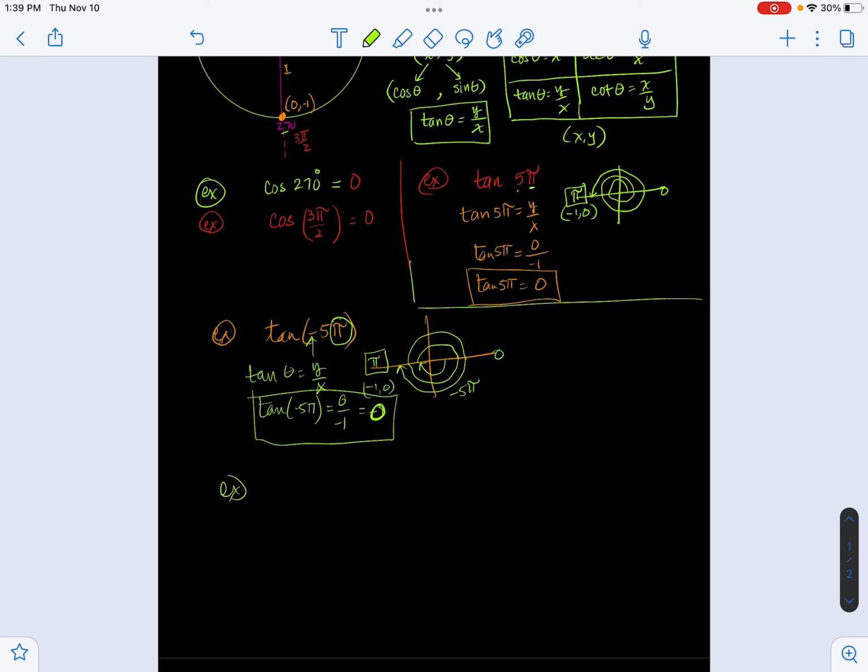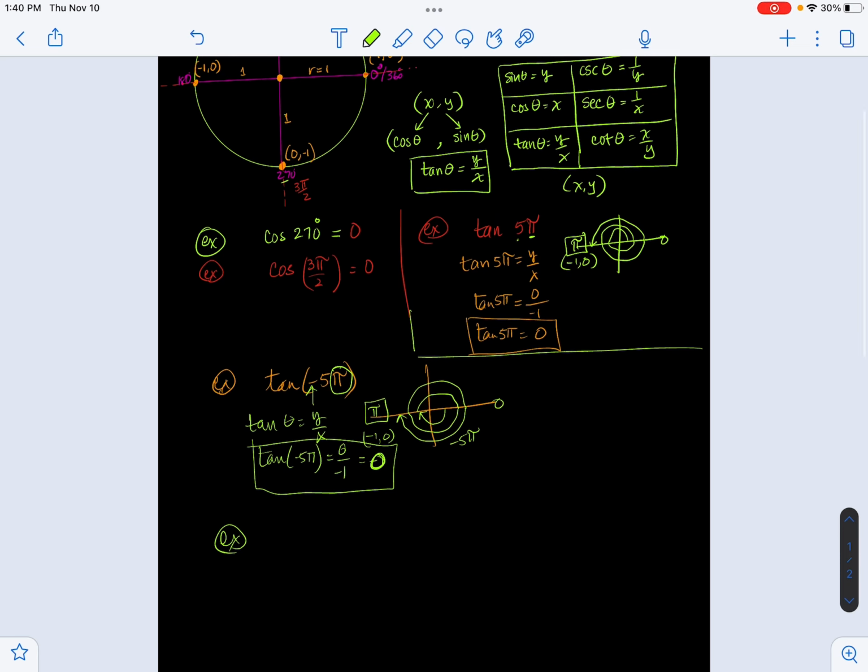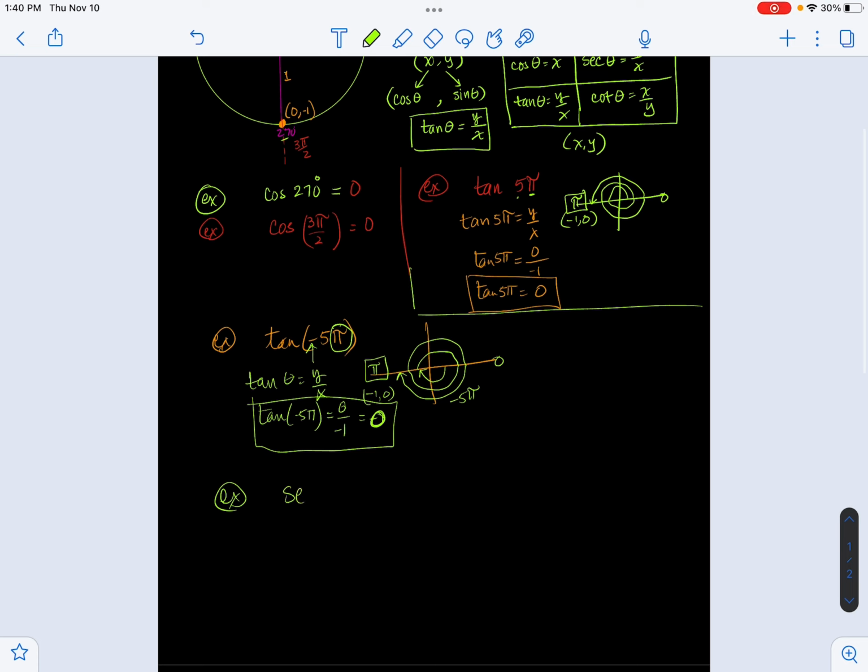Okay, let's say now we are moving on from just sine, cosine, tangent to the other 3. But let's say the question says, hey, what about secant of 11 pi? Well, we'll get to the secant part later. Let's find the location first.